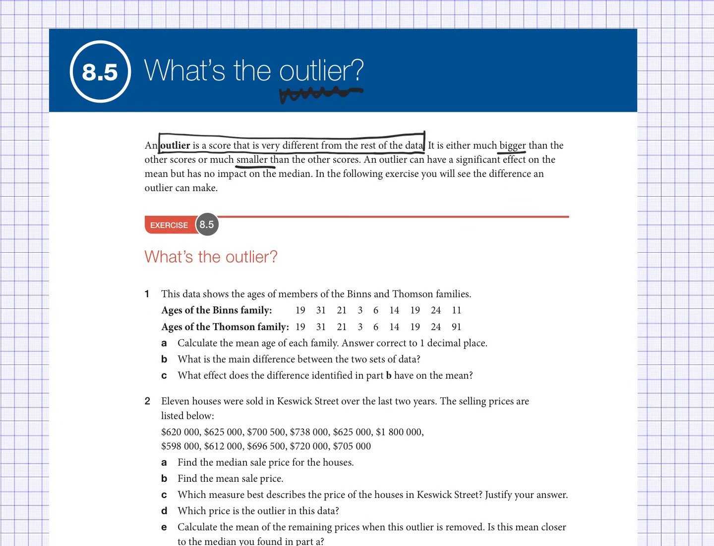And it can have a significant effect on the average, but has no impact on the median. And this is a reason that we see house prices reported as median house price, because the really expensive houses don't have any effect on the middle number, but they do have an effect on the average house price. So we report median house prices most of the time.